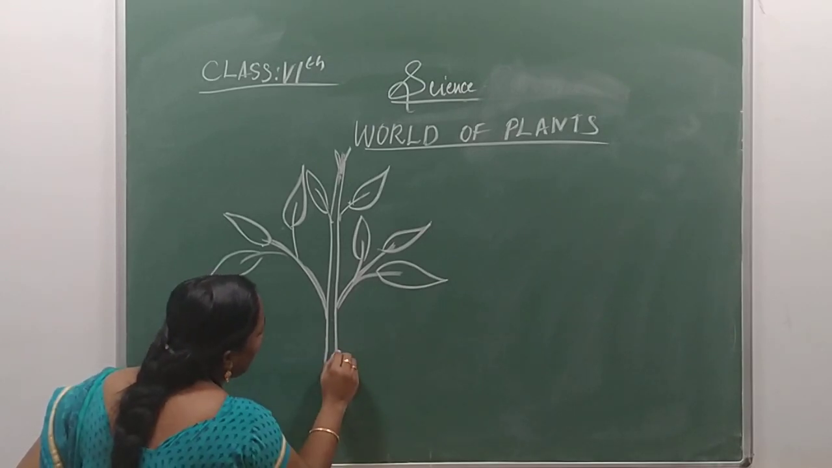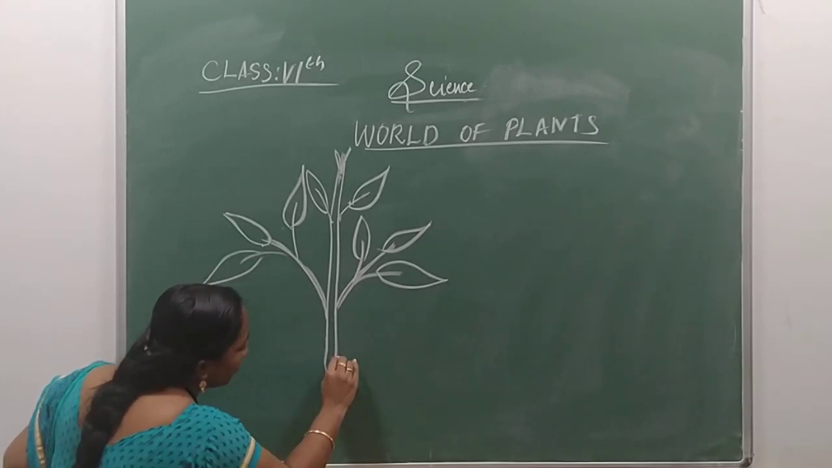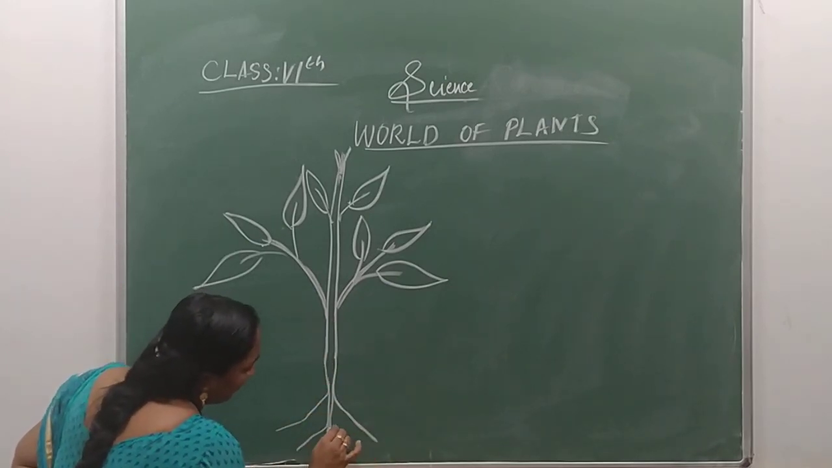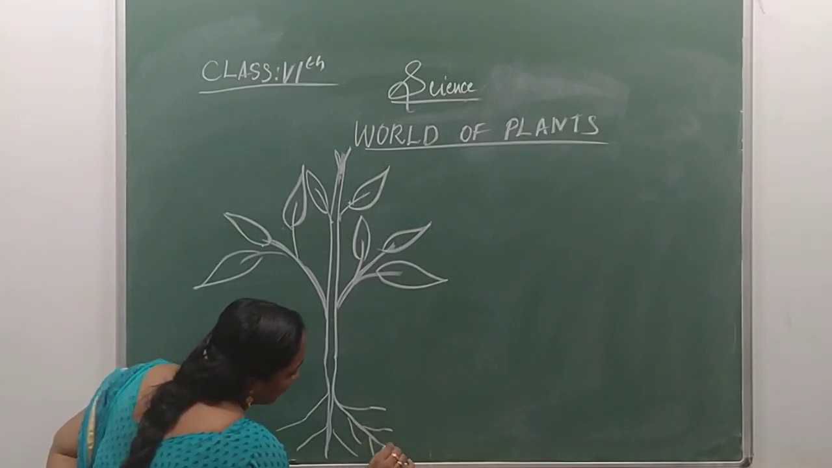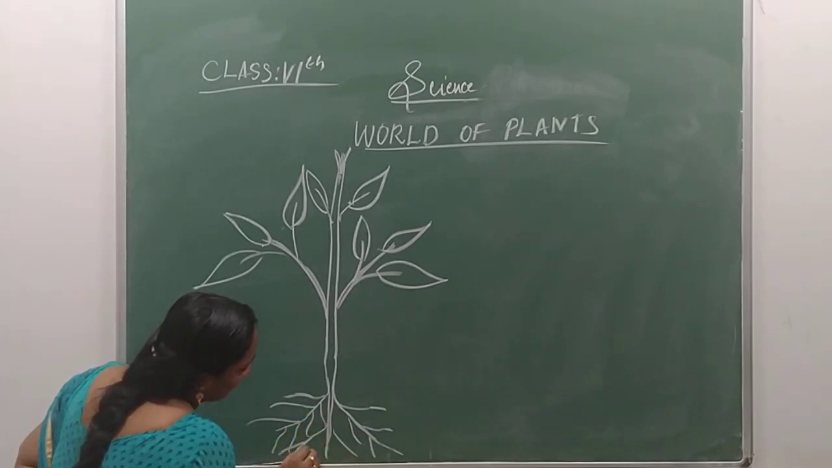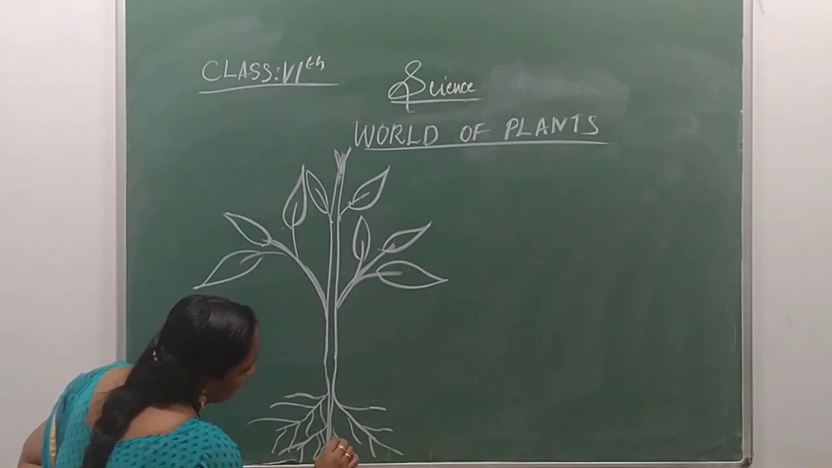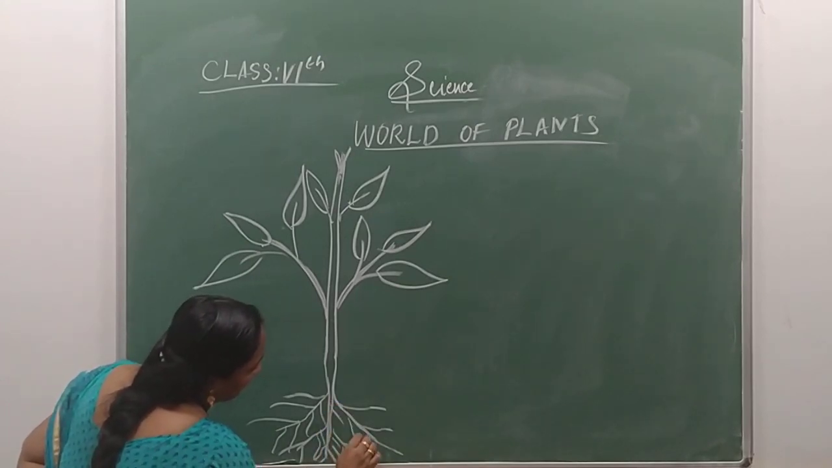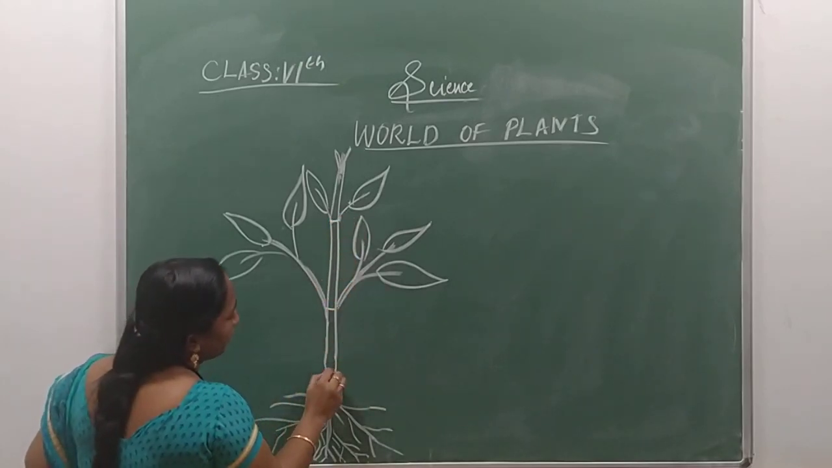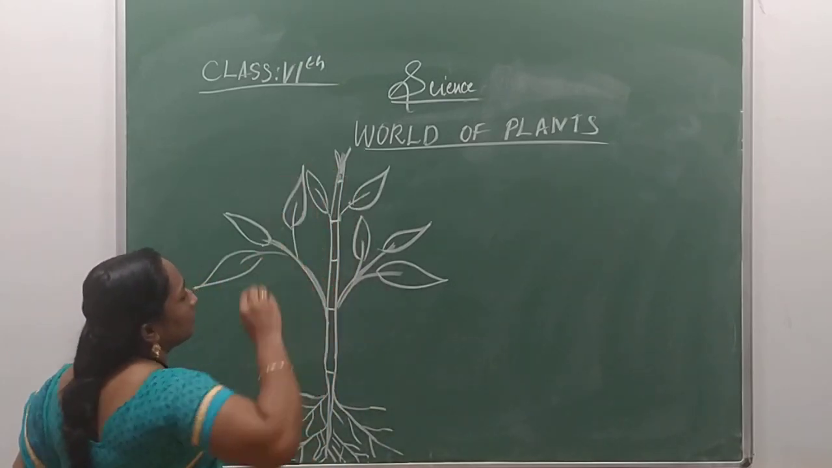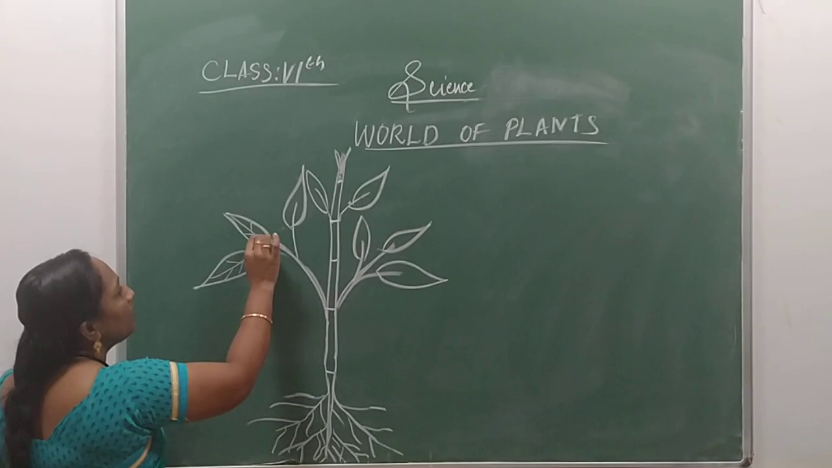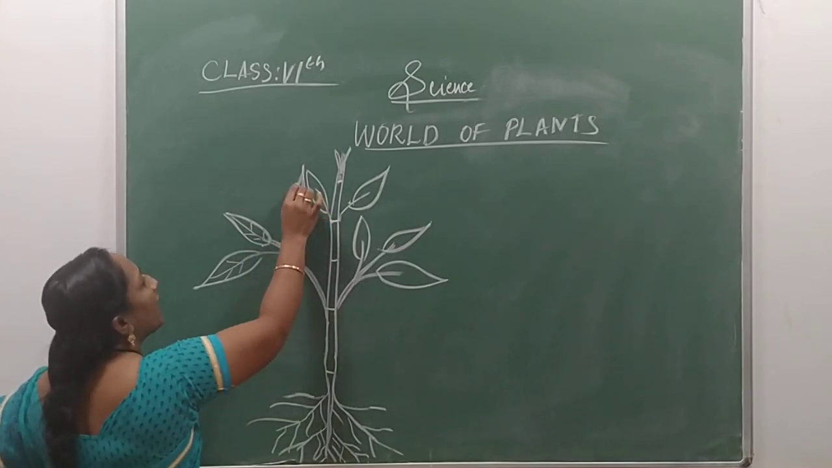Then below that, what has to come? The root system. Primary, secondary roots and tertiary roots. You can find notes over here. Then the leaf will be having midvein and midribs, and along with that it will be having veins.